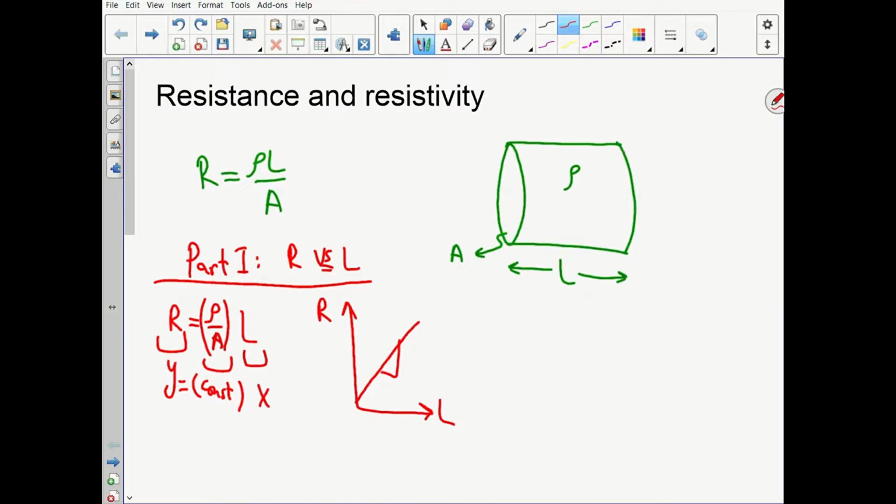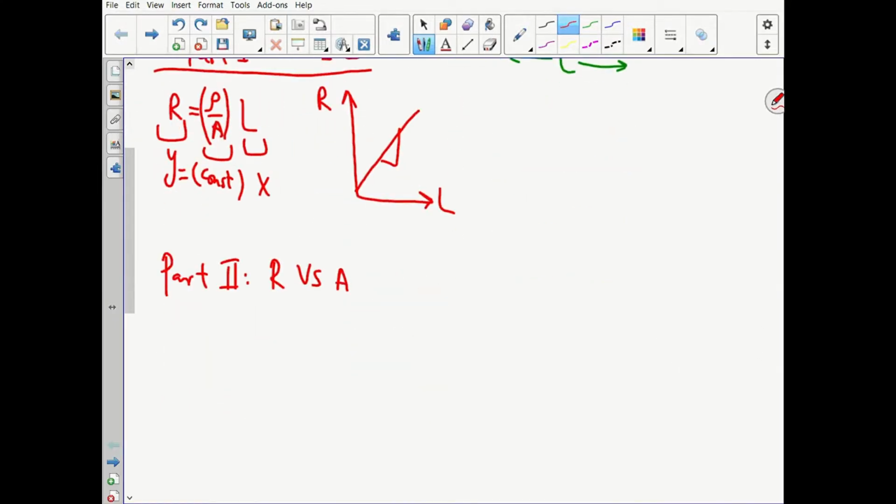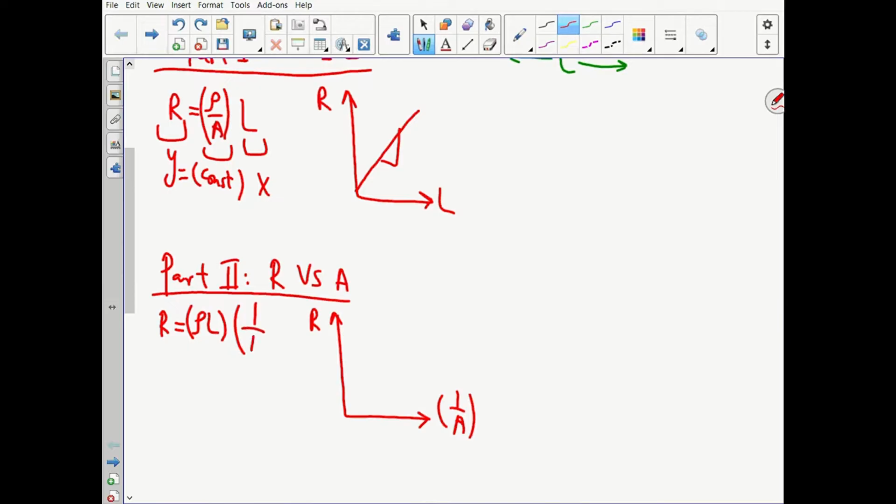Now in part 2 of the experiment, we will keep the length constant and we will change the cross-section area A. And in part 2, we will end up with a plot of the resistance on the y-axis versus 1 over A, 1 over the cross-section area on the x-axis. So let's rewrite the equation as R equals ρ times L multiplied by 1 over A.